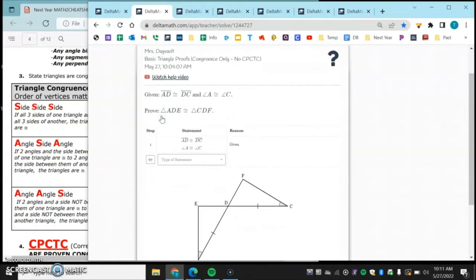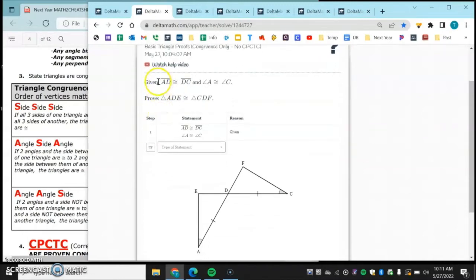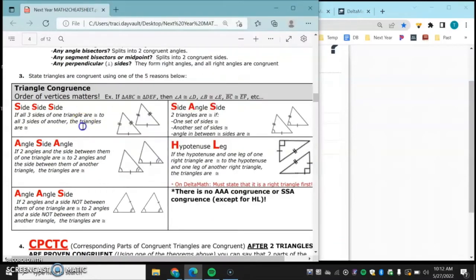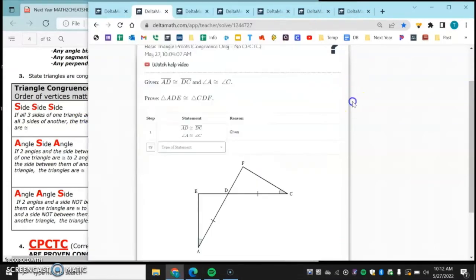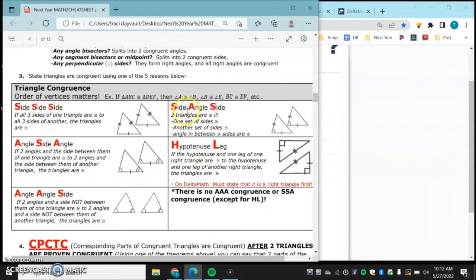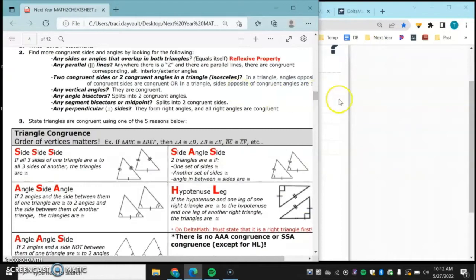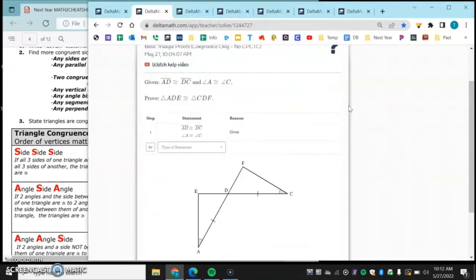Okay, another example, we've got given and prove. We're trying to prove that 2 triangles are congruent, so the last statement I'm going to make is going to be this right here, and the reason is going to be one of these 5 reasons. I notice they've given me a set of sides and a set of angles. So we need to use one of these that has a side and an angle. We don't know which one yet. We're going to have to find if there are more sides or angles that we could figure out are congruent.